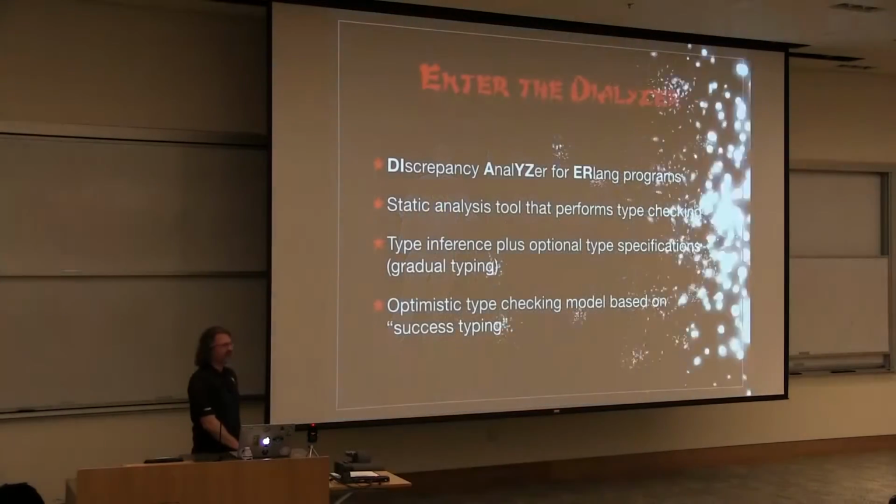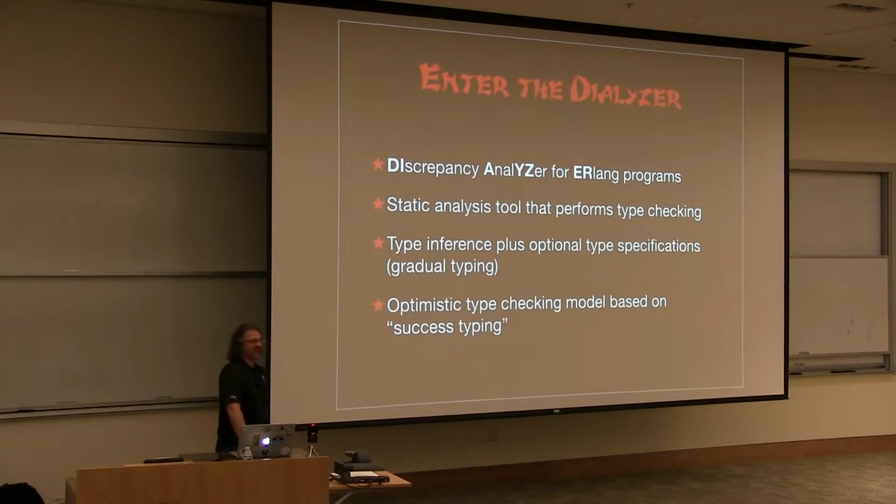So all of those failed, but something that came up out of the ashes with that was this tool called the Dialyzer. Horrible name. I'm not going to try to justify that, but that's what they call it. It's the discrepancy analyzer for Erlang programs. What it is, it's a static analysis tool that performs type checking. And what I mean by a static analysis tool is it's not a part of the compiler, nor a part of the runtime system, but it's a separate tool, maybe like FindBugs or lint, that you run against your source code, and it will try to find discrepancies in your type usages.